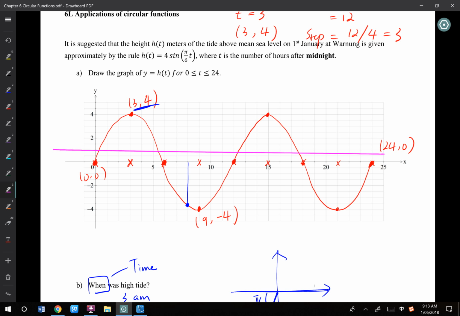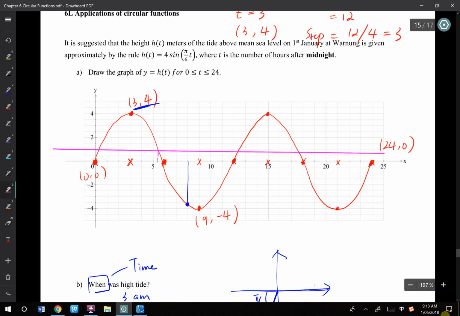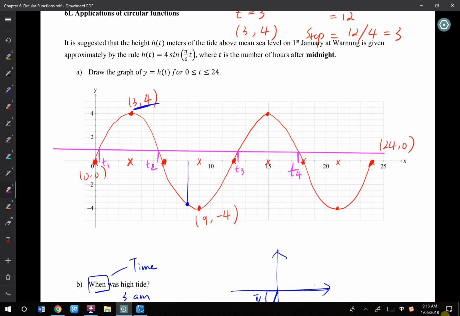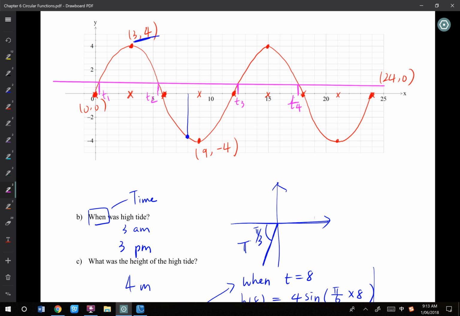When I sketch a horizontal line like this, you can see time here. I will say time 1, time 2, time 3, and time 4. In between time 1 and time 2, the boat can cross the harbor. In between time 3 and time 4, the boat can cross the harbor. So what I need to find is the time at those places.